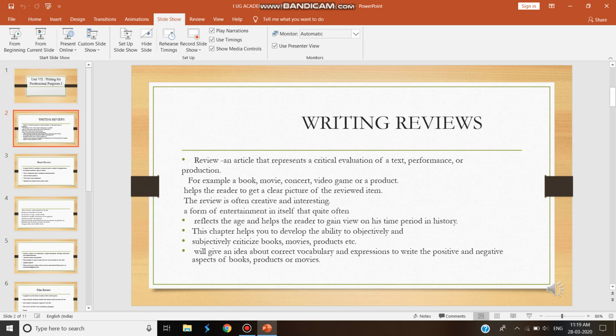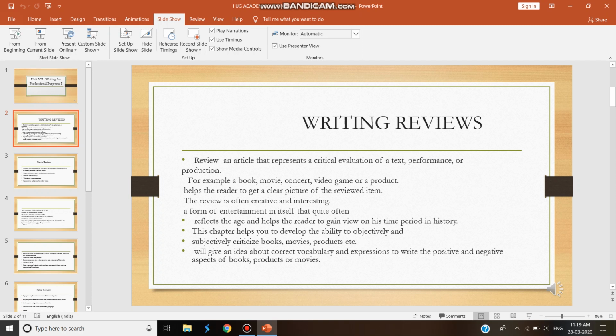And this chapter helps you to develop the ability to objectively and subjectively criticize books, movies, products, etc. How to write a book review or a movie review or a product review, this chapter will help you with that. And it will also give you an idea about the correct vocabulary and expression to write the positive and negative aspects of books, products, or movies.